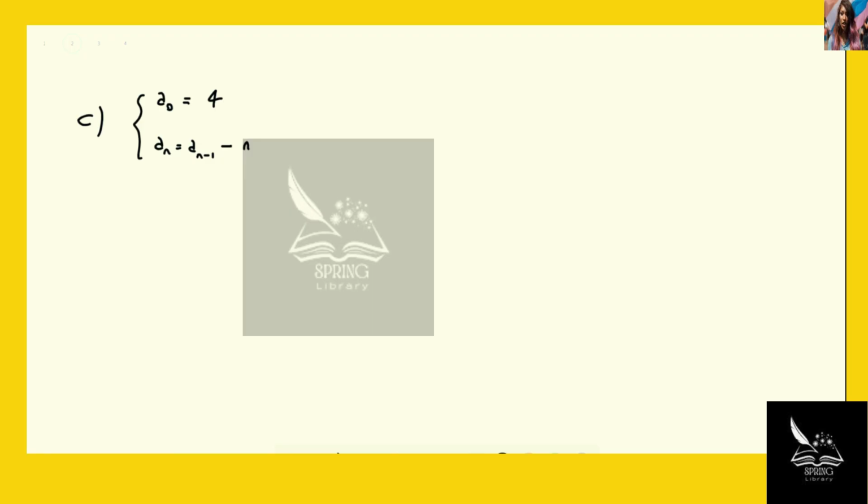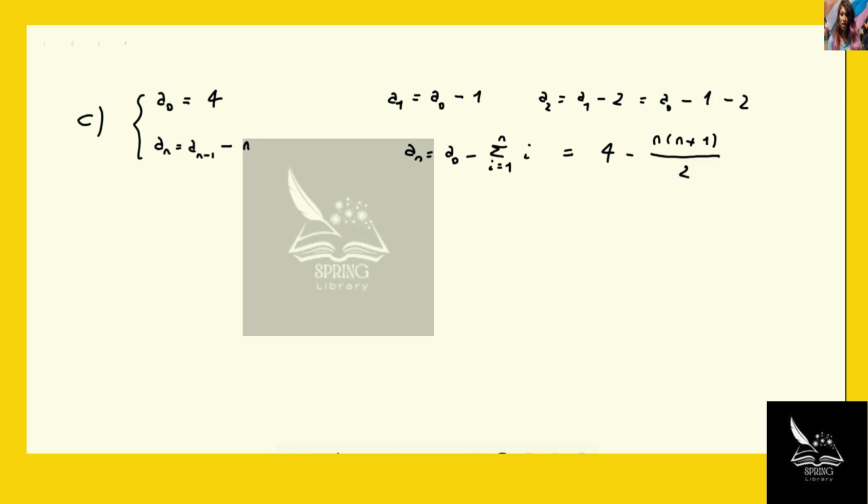Now we have the sequence starting at 4, where every term is the previous one minus n. So a1 is a0 minus 1, a2 is a1 minus 2, which is a0 minus 1 minus 2. And so you see that every time we have a0 minus 1 minus 2 all the way up to minus n. So the closed formula will be given by a0 minus the sum of all the positive integers from 1 all the way to n. But there is a closed formula for this, so a0 is 4, and then we have minus, and that sum can be written as n that multiplies n plus 1 divided by 2.